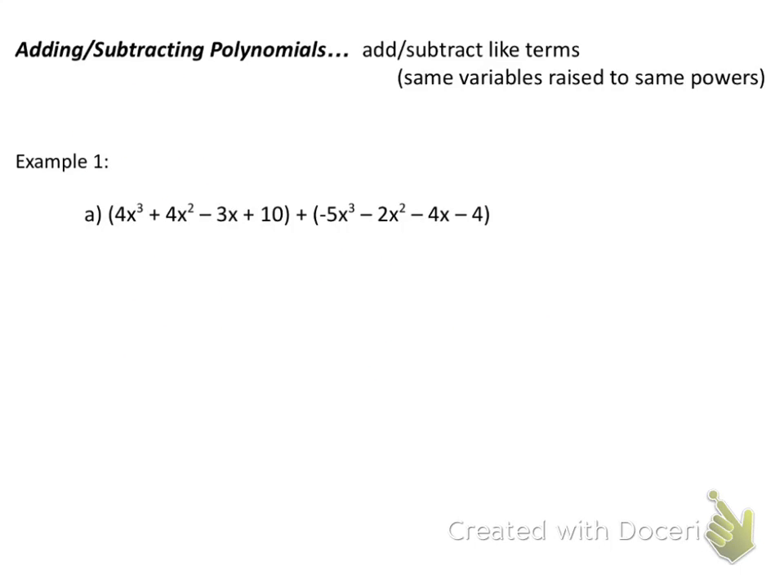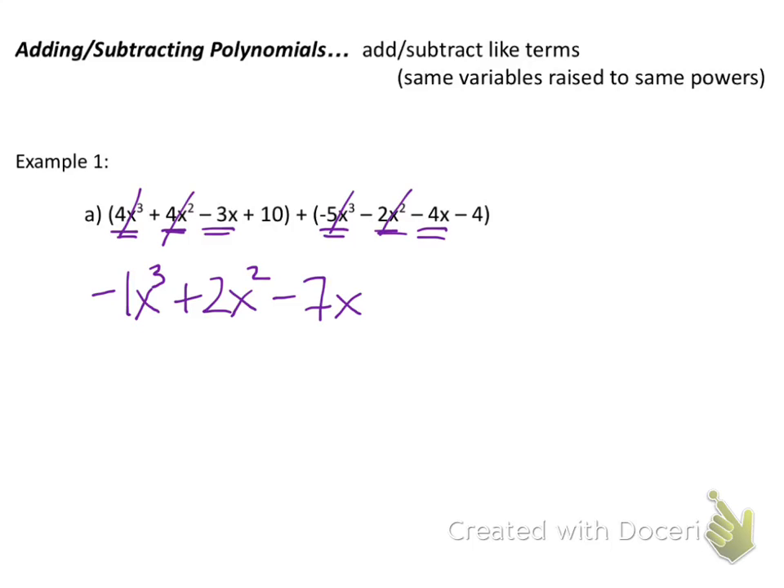Adding and subtracting polynomials should be reviewed to some extent. You're just adding and subtracting like terms. So when I combine my x to the thirds, I get negative 1x to the third. When I combine my x squareds, I get positive 2x squared. When I combine my x's, I have negative 7x, and my numbers give me 6.